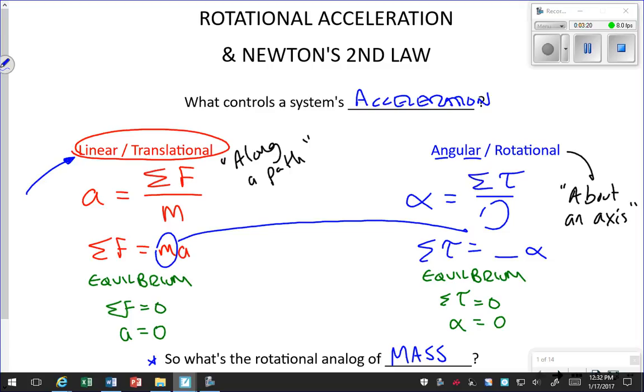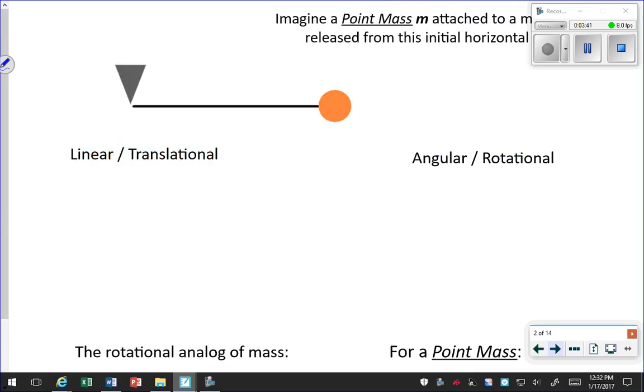But when we get to the rotational side, there's more to it than just how massive an object is, because now objects have shape, and their mass can be distributed in different ways. So there's this analog of mass that we put into Newton's second law in a rotational context. To figure that out, I'll give you a little situation to consider.